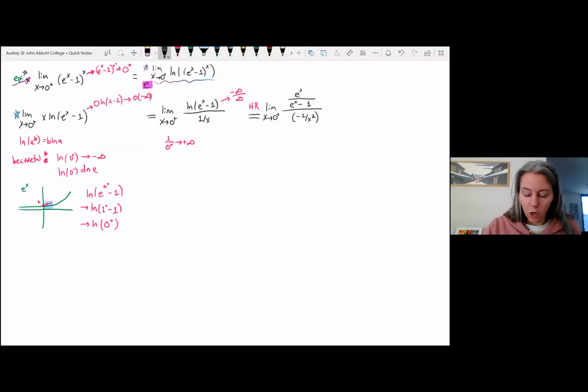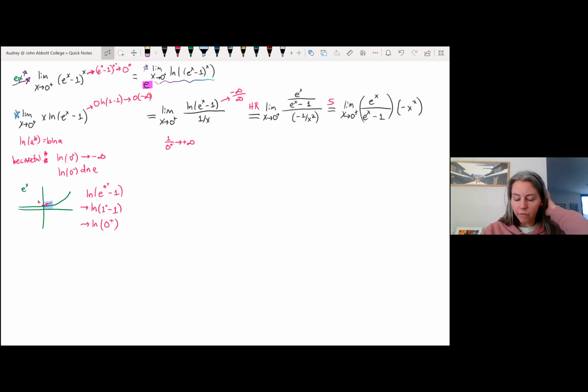Okay, so we could plug in immediately, but before we apply L'Hopital's rule again, assuming that's even what we need to do, we should always simplify first. So we're going to start off by simplifying this. We'll simplify the limit as x approaches 0 from the right of e to the x over e to the x minus 1 times negative x squared.